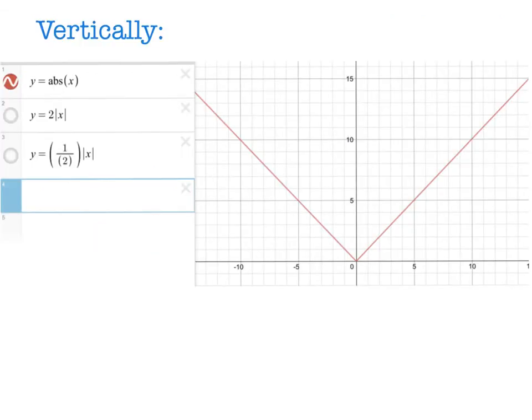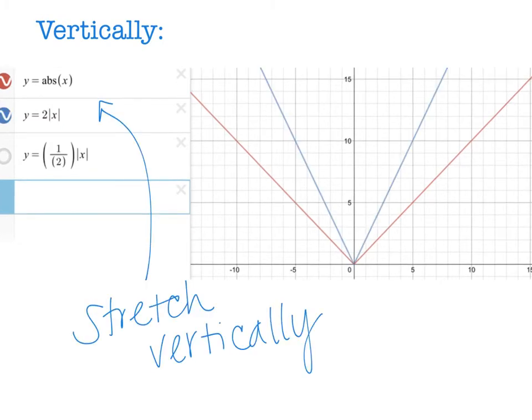Let's take a look at an example of this using the absolute value function of x. So I want to stretch the absolute value of x vertically by multiplying that whole function by 2. And if you notice, it's actually a lot thinner than the original function, but it is being stretched vertically, or up the y-axis, which gives it that thinner look.